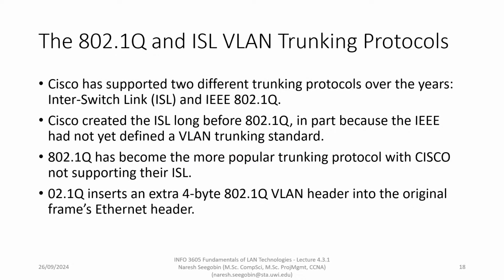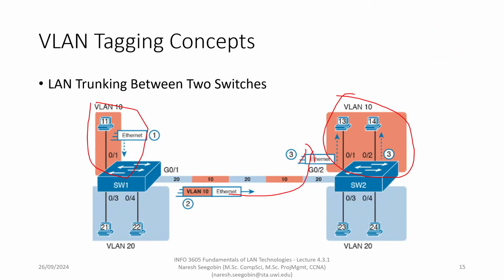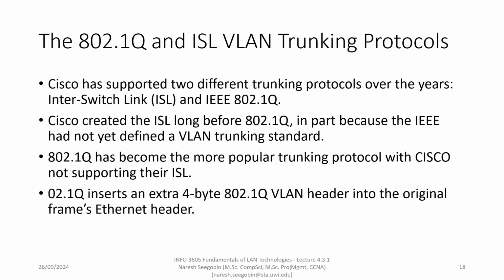Now we look at something called 802.1Q and ISL VLAN trunking protocols. What you saw in the previous few slides is one physical link with multiple VLANs being sent across. We need to determine how to send all this across. It's not just a single link, it's a specially configured link, and that's what we call a trunk link.